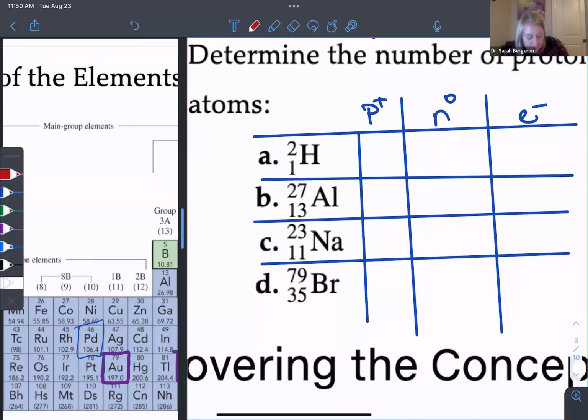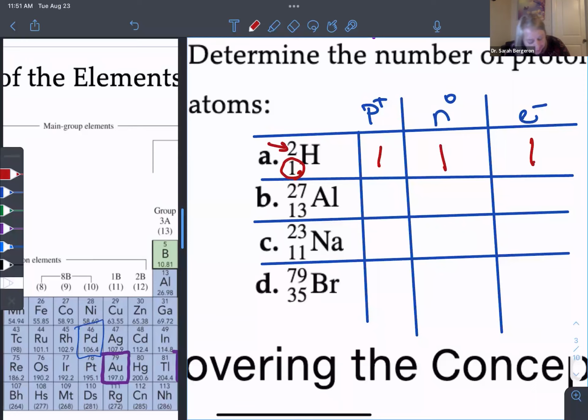H is hydrogen. So I know that I have 1 proton because that is my atomic number right there. And I know it's a neutral atom because I don't see a positive or negative anywhere. So I have 1 electron. My number of neutrons is our mass number, right there, the 2, minus our atomic number, which is the 1. So I know 2 minus 1 is 1. So it's just a little subtraction, and it's already set up for you.